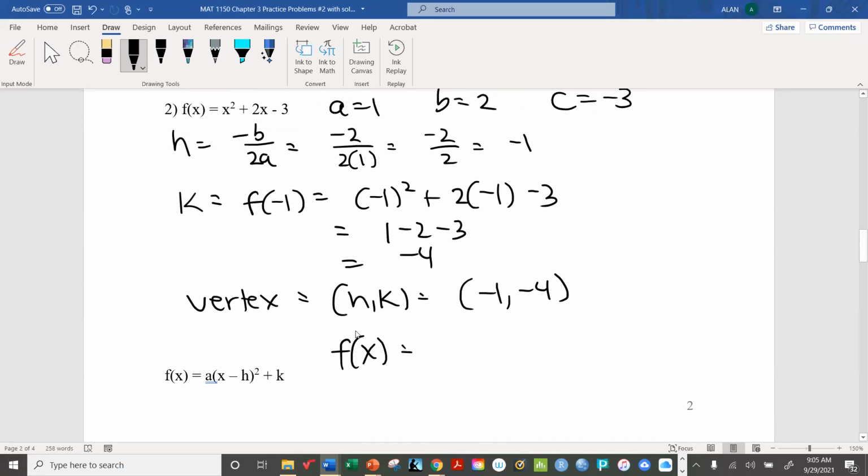x. Now x minus a -1 is x plus 1. Oh wait, I almost forgot about the a. No, but a is 1, so we don't really need it there. So this is actually plus 1. And that's -4 because k is -4. So in other words, you're subtracting h, but h is -1, so it's actually x plus 1 squared minus 4.